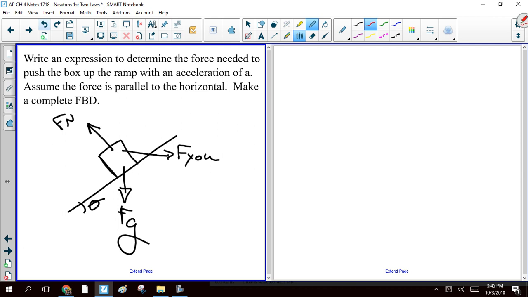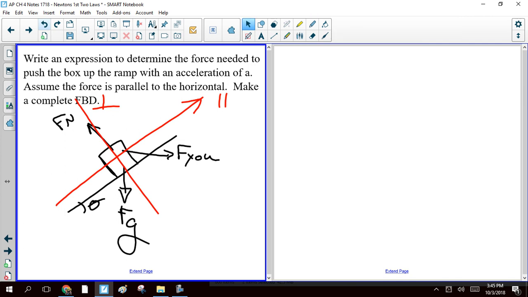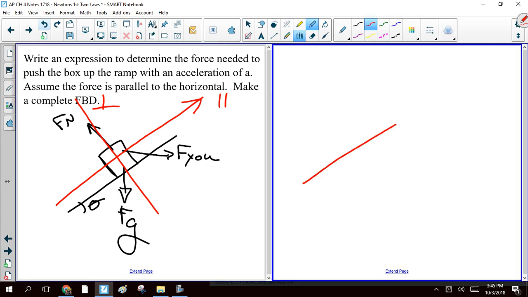We've now got two forces that don't lie along either of the two axes. But because our acceleration is this way, we have to stick with our parallel and perpendicular axes. So here is what we need to do. We need to split up our vectors. So here are my axes, parallel, perpendicular. All right, so here's our FG.